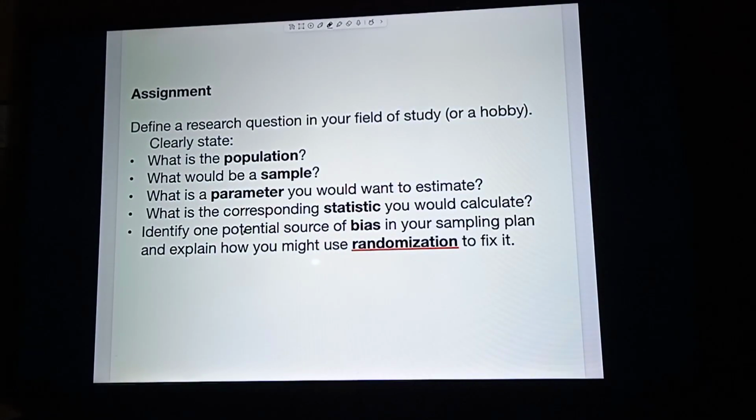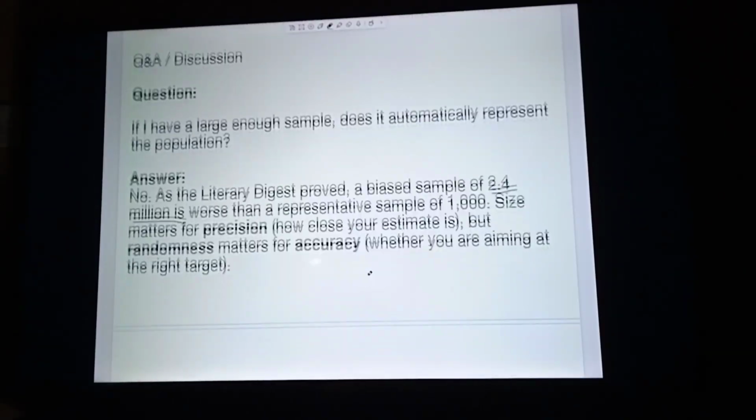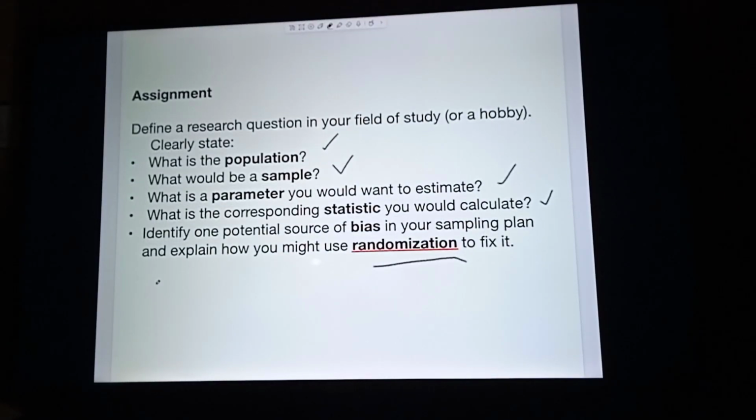So here is an assignment for you in which you need to define a research question in your field of study or hobby, which clearly states what the population is, what would be a sample, what parameter you would want to estimate, and what the corresponding statistic you would calculate is. Identify one potential source of bias in your sampling plan, and explain how you might use randomization to fix it. You can use the above lecture to do this assignment.